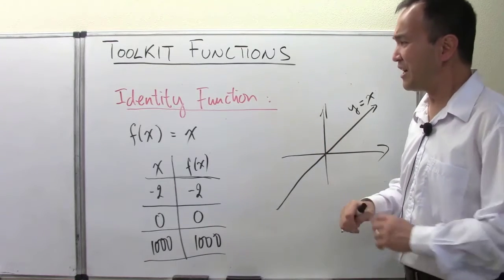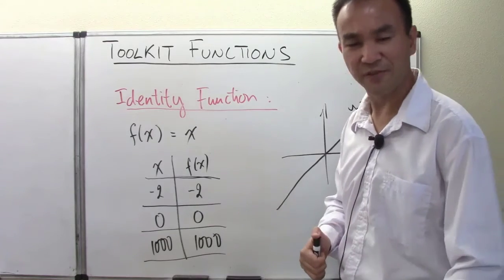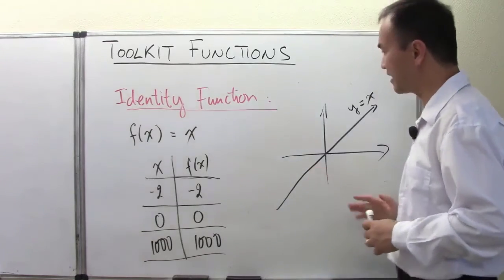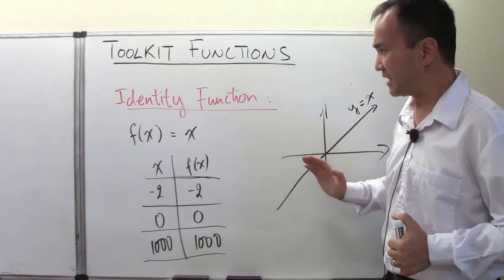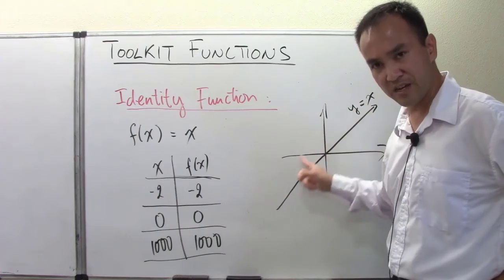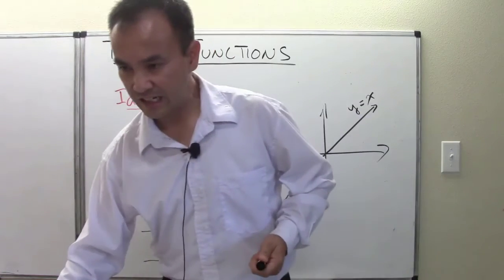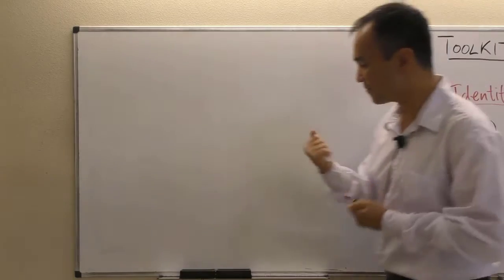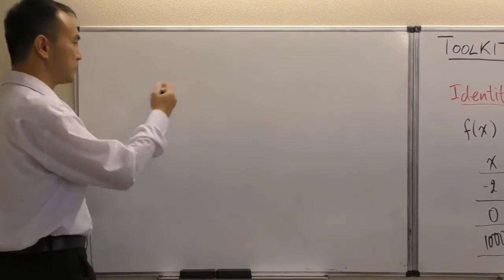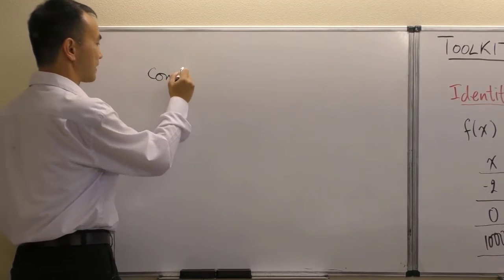Before I move on to the next ToolKit function, the identity function that I introduced here has a graph that ended up being a line. On the other hand, going back a little bit to the constant function.